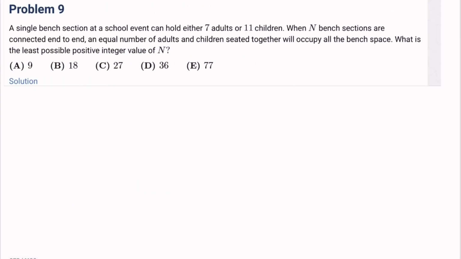Number 9, a single bench section at a school event can hold either 7 adults or 11 children. When n bench sections are connected end to end, an equal number of adults and children seated together will occupy all the bench space. What is the least possible positive integer value of n? Okay, so let's say that each bench has 77 spaces, and each adult gets 11 spaces, and each child gets 7 spaces, right? And so we need an equal number of adults and children seated together to occupy all of the bench space, right?